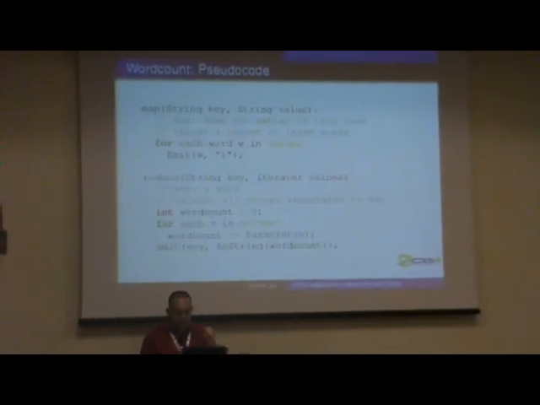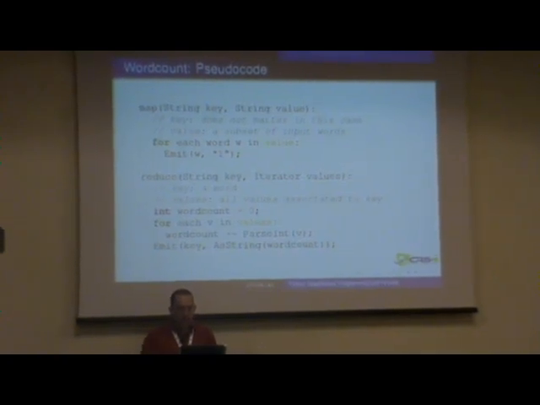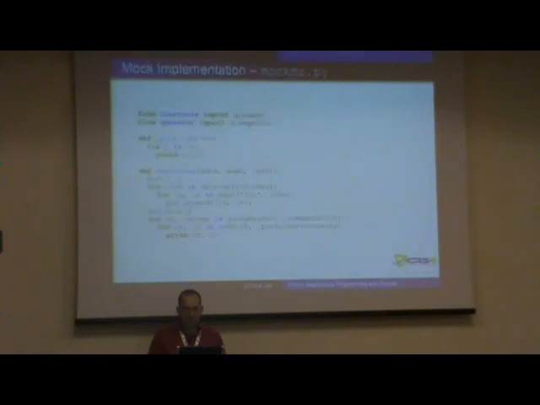So here is a pseudocode description of how you would implement this. The map function receives a key and a value. In this case, the key does not matter. The value is a string containing the words. For each word in the string, you emit the word itself as the key, and the number 1 as the value. The reduce function receives a key and the iterator over all values corresponding to that key. So you only have to sum together all values corresponding to that key, and that's all.